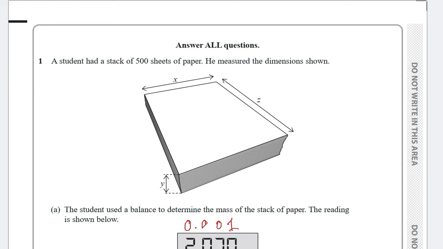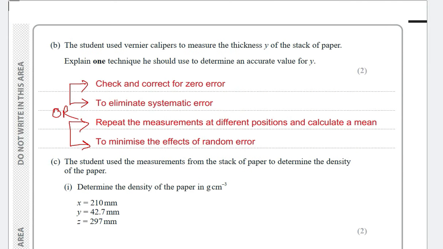If you go up, you can see x, y, and z are basically the dimensions of the stack. So if you multiply x, y, and z, what you get is the volume. But if you look at the values, all the values are given in millimeter, but the question specifically says to give your answer in gram per cm cube. So you have to convert all of these values into centimeter. And the other value you have to convert is the value of the mass, right? That was given in kg. You have to convert that into gram.